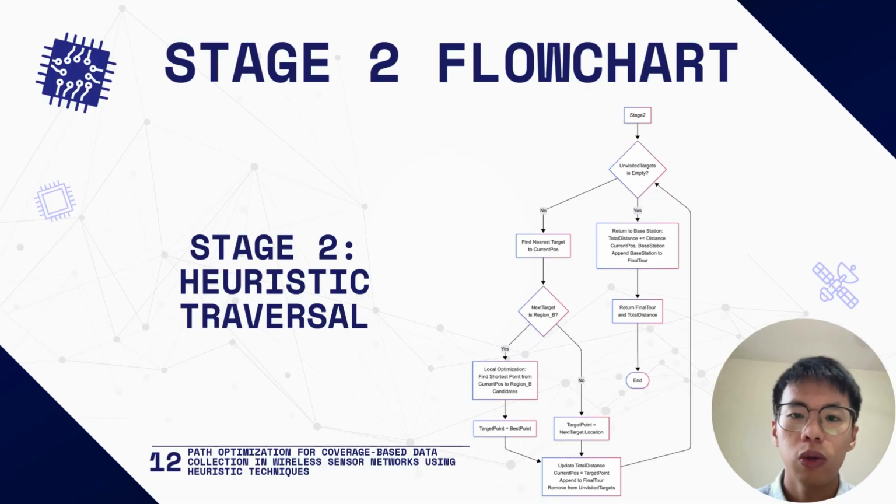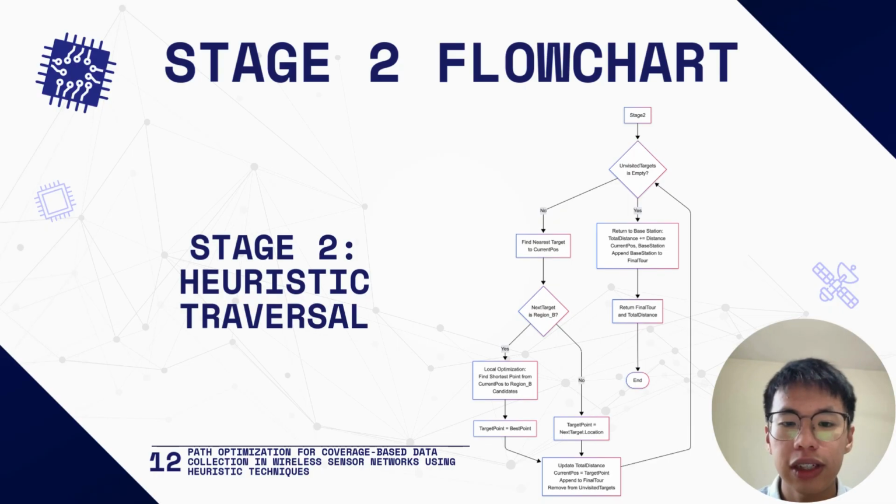In stage 2, which is heuristic traversal, the algorithm will detect whether the unvisited nodes set is empty or not. If it is not empty, it will find the next nearest target to the current node where the mobile sink stays. If the next stop is an overlapping region, the algorithm will find the shortest point from the current node to these overlapping region candidates. The best candidate will become the target point, then the total distance will be updated, and the algorithm will rerun until the unvisited targets are empty.